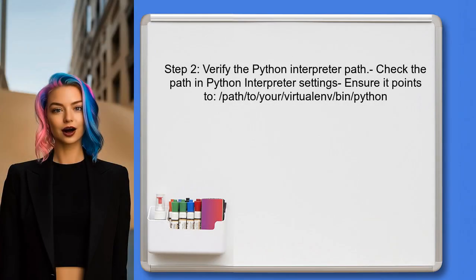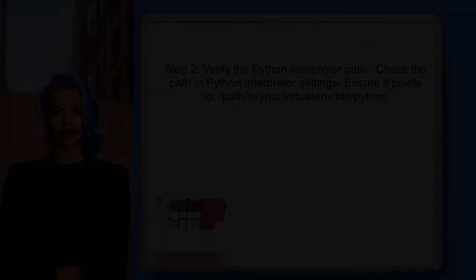Next, the user should verify that the correct virtual environment is activated in Spyder. This can be done by checking the path displayed in the Python interpreter settings. It should point to the Python executable within the virtual environment.